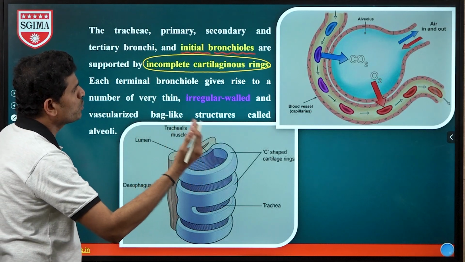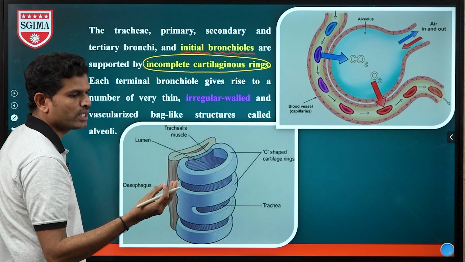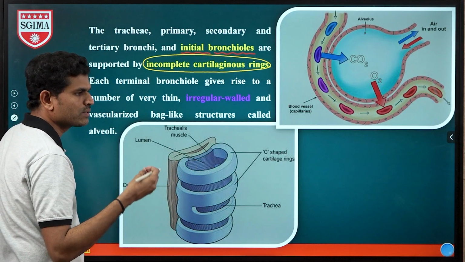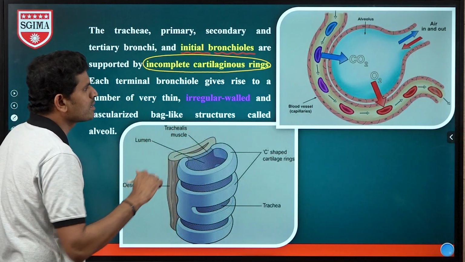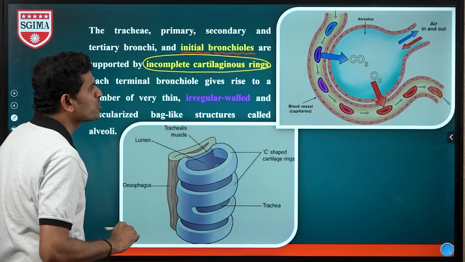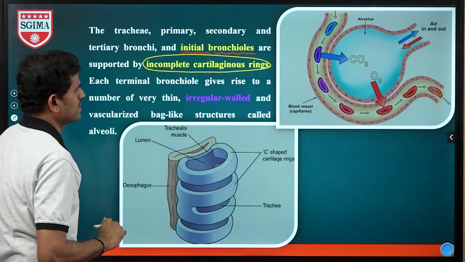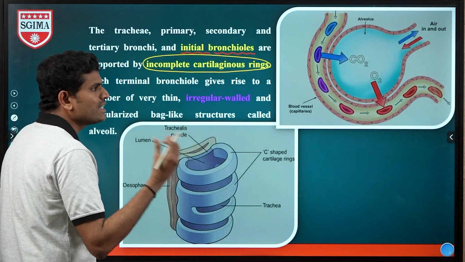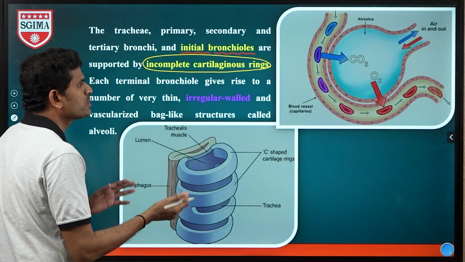The later bronchioles, tertiary and quaternary, terminal, and next, alveolar ducts and alveolar sacs, are not supported by these incomplete C-shaped cartilaginous rings. Because they are smaller in size, there is no need to support them.